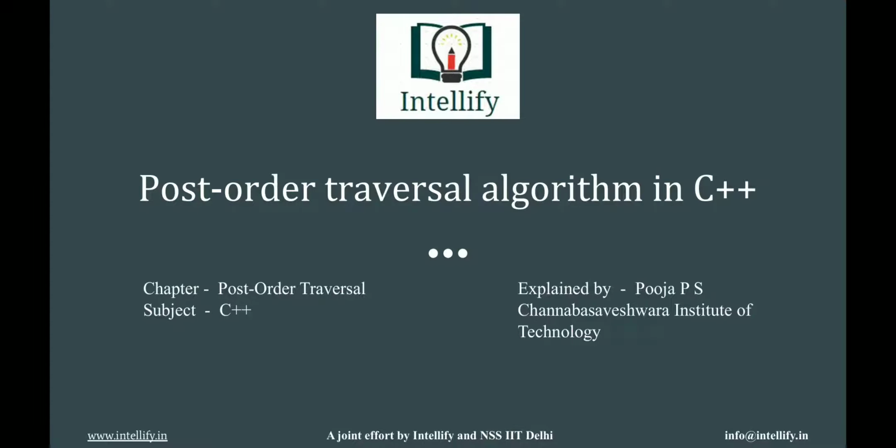I am pursuing BE in Information Science at Channabasaveshwara Institute of Technology. Today I am going to teach about the post-order tree traversal algorithm in C++.